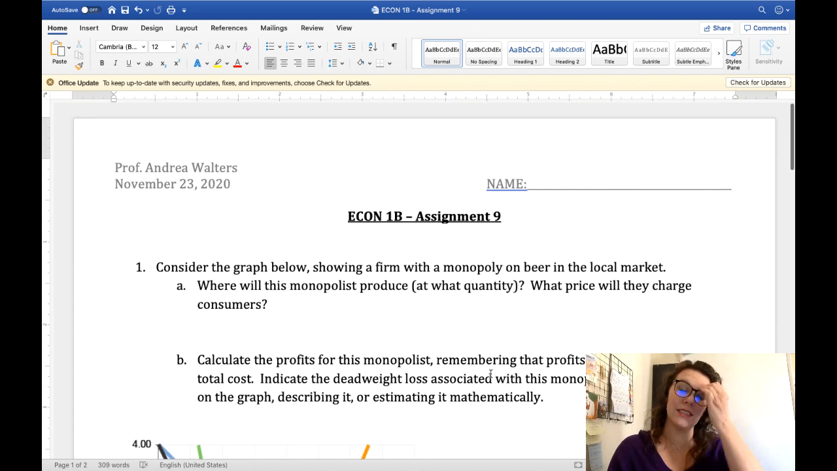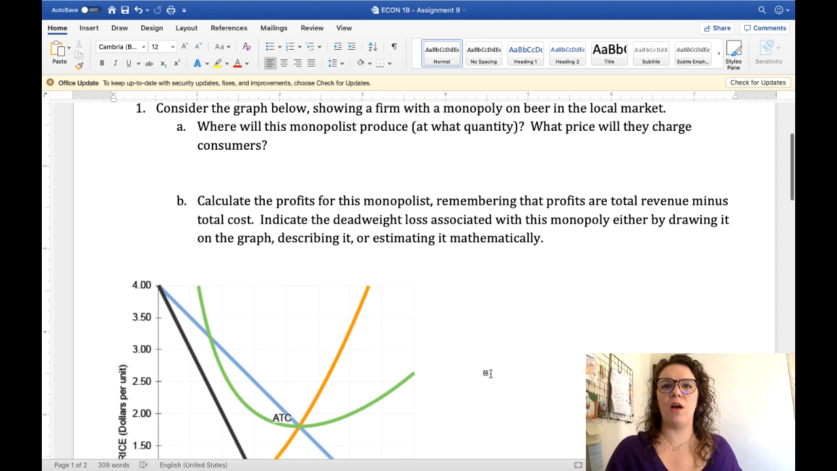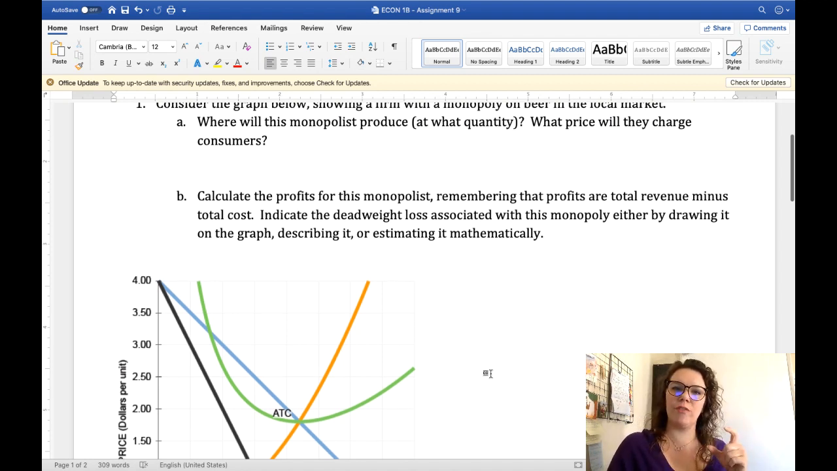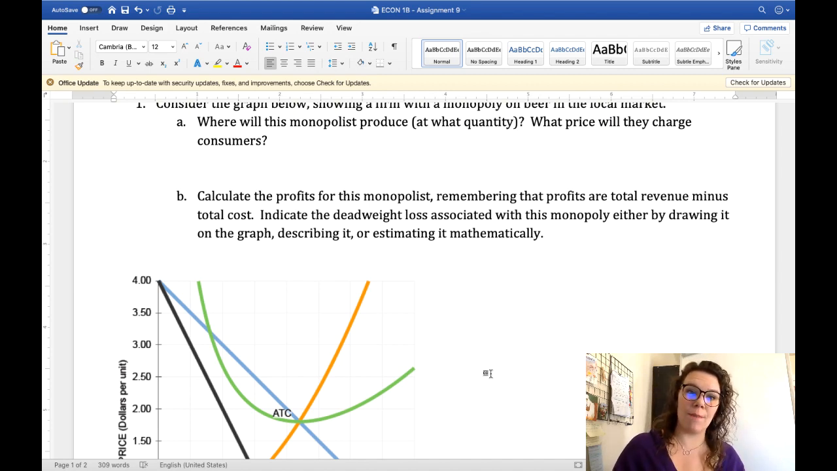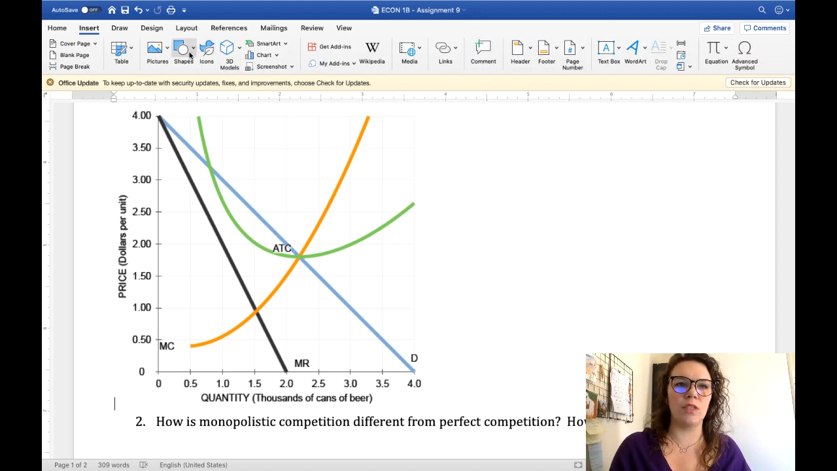Okay, so here is assignment 9, and number 1 asks you to show how this monopoly firm that is producing beer for a local market, where they'll produce, what quantity, and what price they'll charge consumers. And then it asks you to calculate the profits for the monopolist, remembering that profits are total revenue minus total cost, and then indicate the deadweight loss associated with the monopoly. Let's go down to the graph. You don't have to print this out and draw it. You can draw it or describe it on your scratch paper like you normally would, but I'm going to show you on the graph so you get a good sense of it.